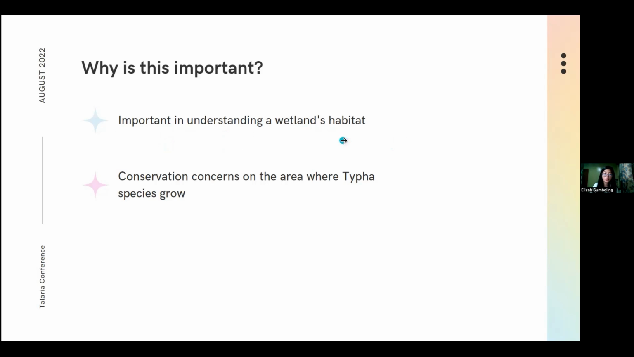Additionally, T. angustifolia can tolerate slightly saline water, while T. latifolia cannot tolerate any amount of salinity. It's also important from a conservation standpoint where the Typha species grow. T. x glauca, which is the hybrid species between T. angustifolia and T. latifolia, shows more invasive characteristics and can live in a wide range of environmental areas.